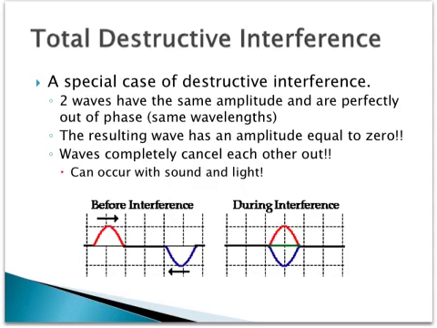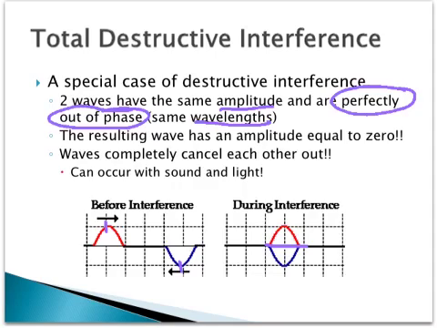Total destructive interference is when you have two waves with the same amplitude and the same wavelength. They're perfectly lined up, perfectly out of phase, meaning in the resulting wave you have positive one and negative one. The resulting wave is going to form with an amplitude of 0.